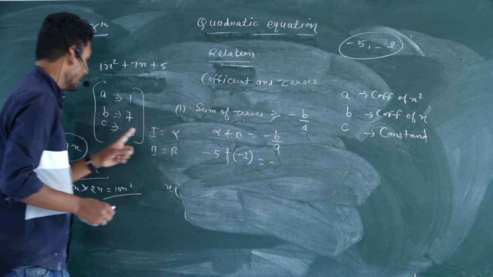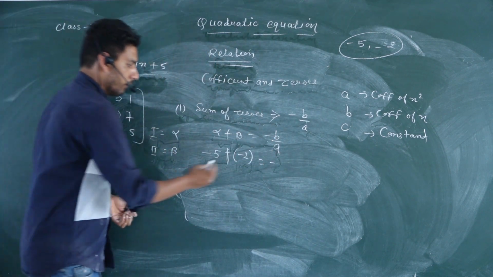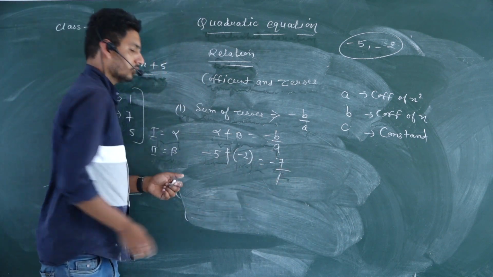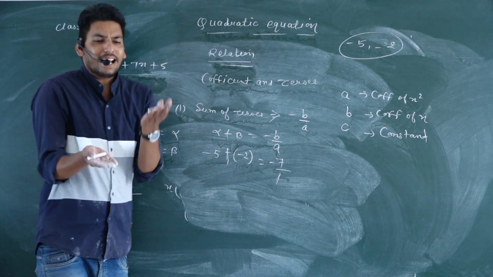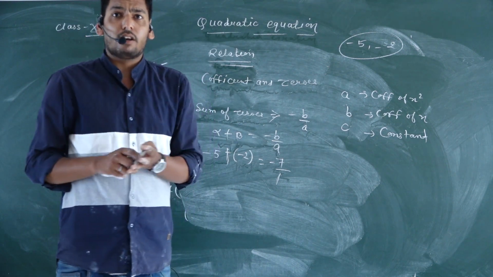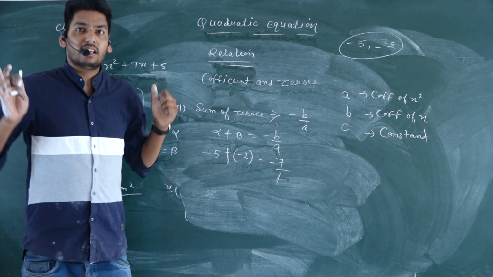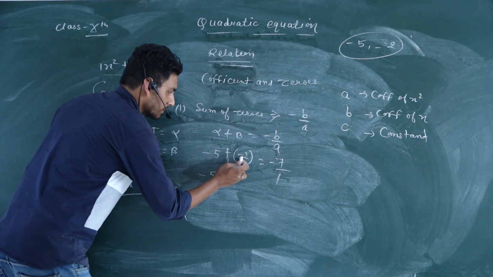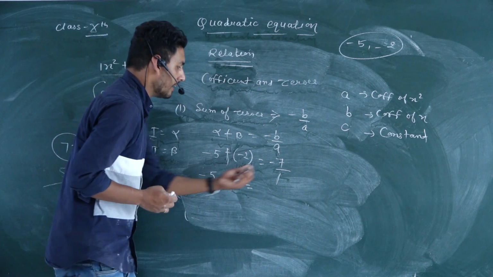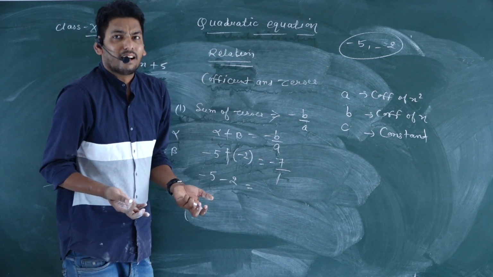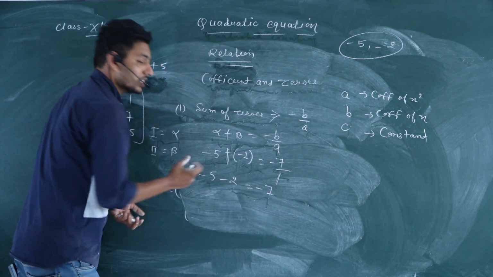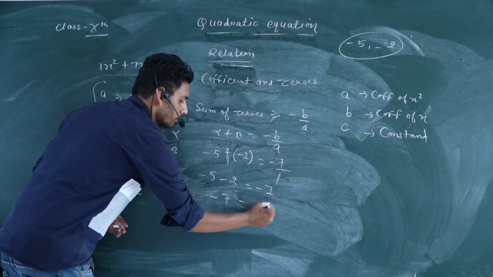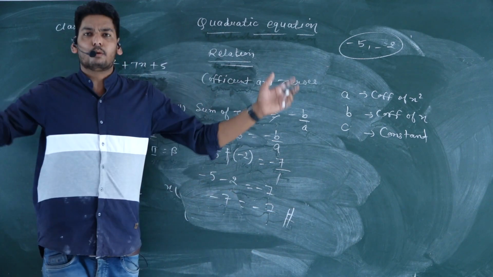What is the value of b here? 7, upon what is the value of a from here? 1. Yes, you solve both sides. If both sides are balanced, that means your relation is verified. Minus 5 plus minus 2 is equal to minus 7 by 1. What answer will become? Minus 7. Minus 5 and minus 2, what answer? Minus 7 is equal to minus 7. That means the first relation is proved.